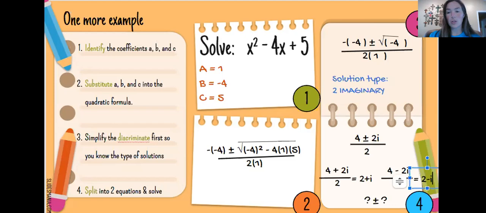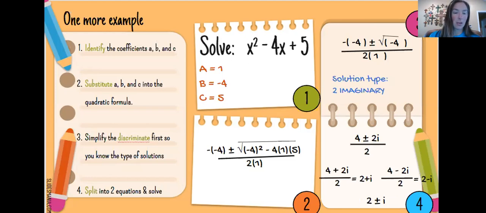So the reason I put this box is that sometimes with our imaginary solutions, it's almost easier to just put 2 plus or minus i. But it doesn't matter if you write them separately or together. So that's what it turns out to look like if you get an imaginary solution. Again, I can't graph this one to see if my solution is correct.